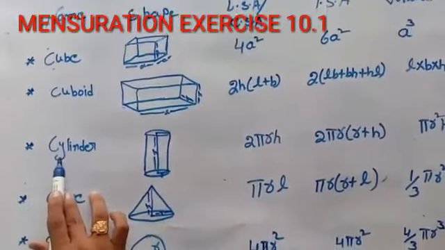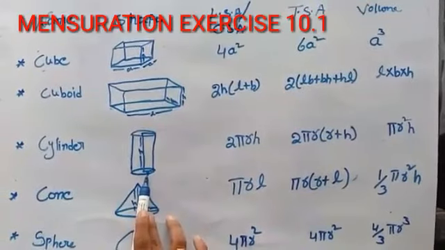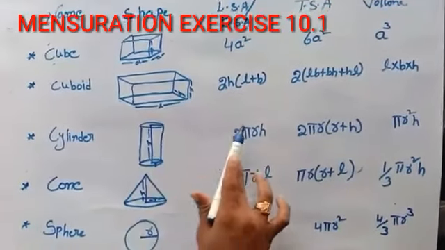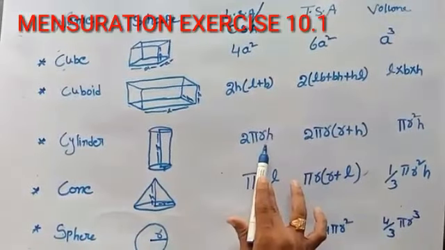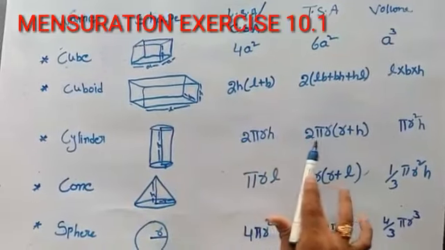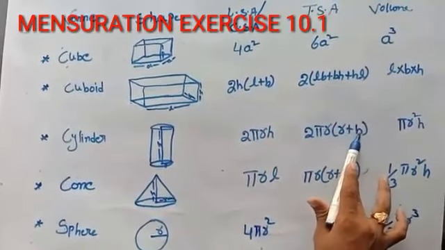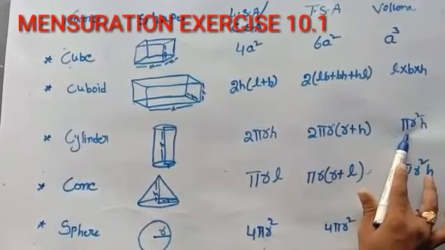Next, third one, cylinder. The shape of cylinder. Here radius r and height h. The CSA of the cylinder is equal to 2 pi r h and TSA of the cylinder is equal to 2 pi r into (r plus h). Volume V is equal to pi r square h.